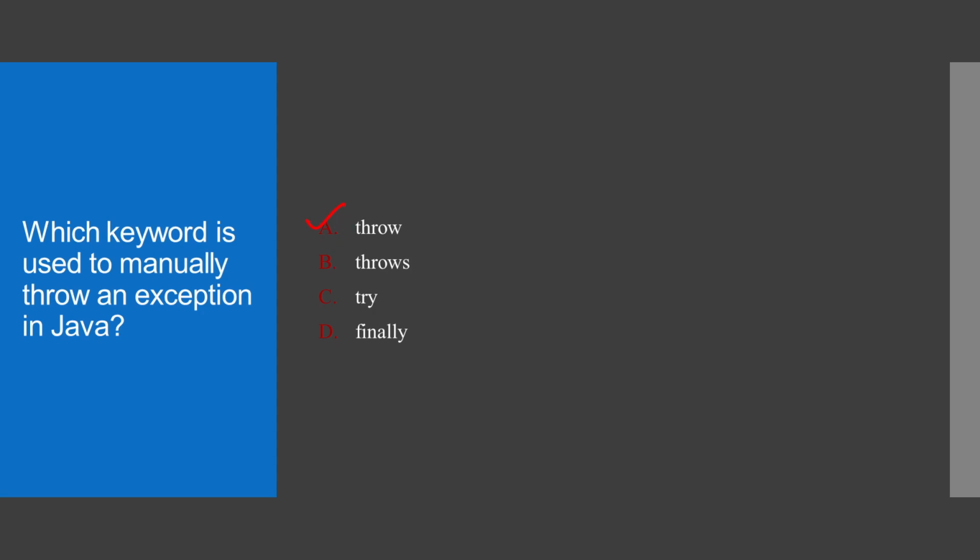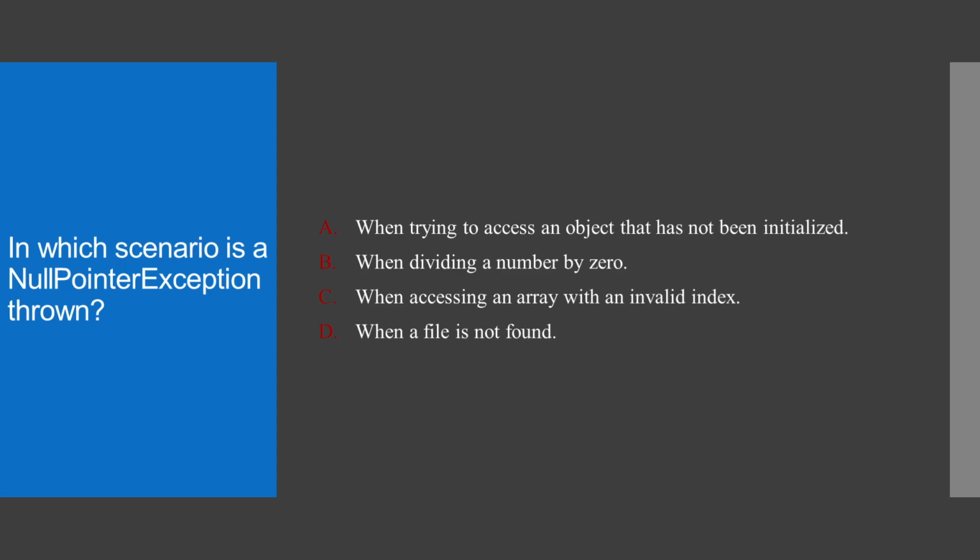Let's move on to our next question, which asks in which scenario is a null pointer exception thrown. Generally, a null pointer exception is thrown when trying to access an object that has not been initialized.